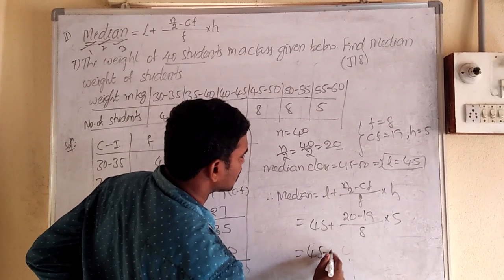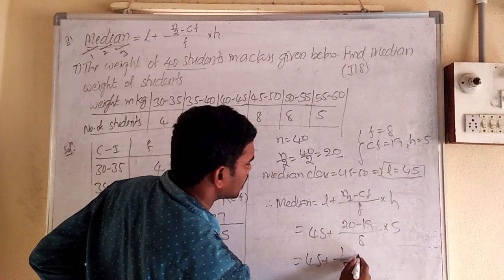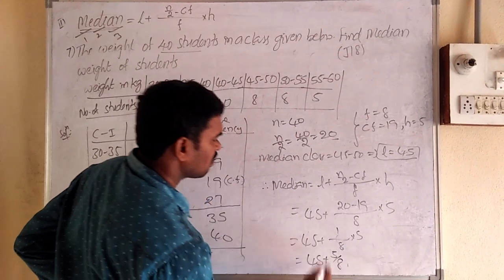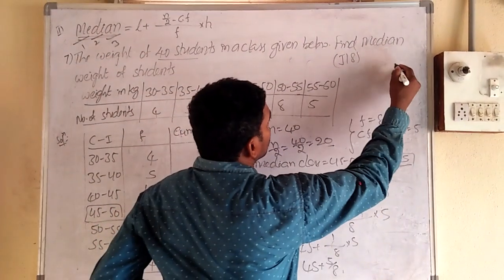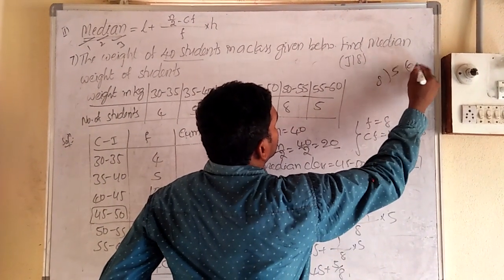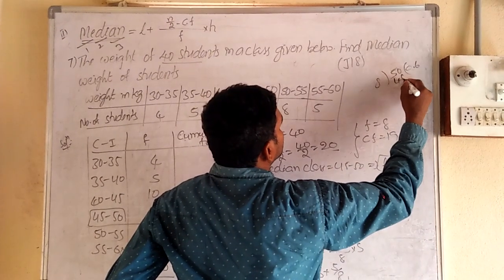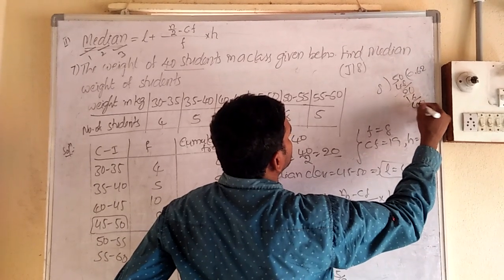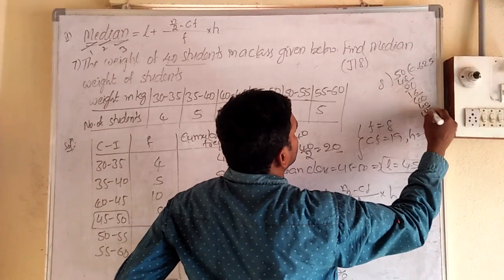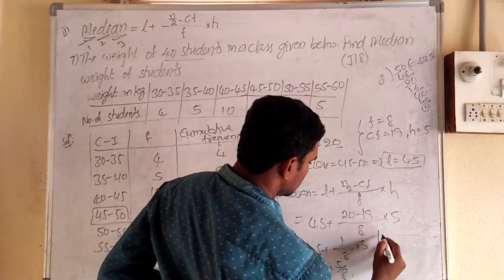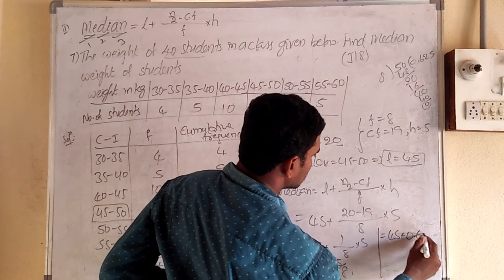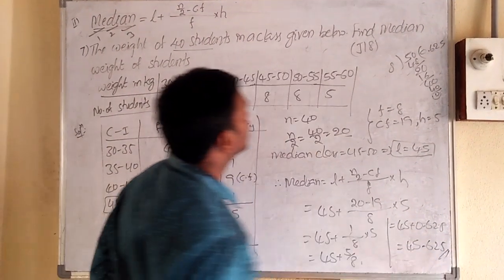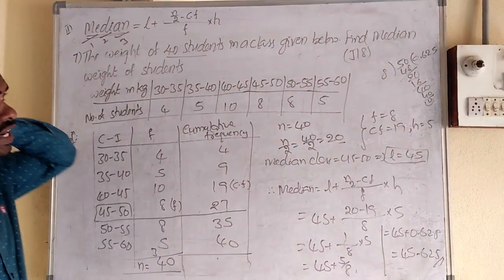So simplifying, we get the answer. 20 minus 19, 1 by 8 into 5. So it is equal to 45 plus 5 by 8. 5 by 8, how much? 5 divided by 8. 8 6s are 48, 20 we can take. 8 2s are 16, 40, 8 5s are 40. So 0.625, which is equal to 45 plus 0.625 is equal to 45.625 is the median. So this is how to find the median.